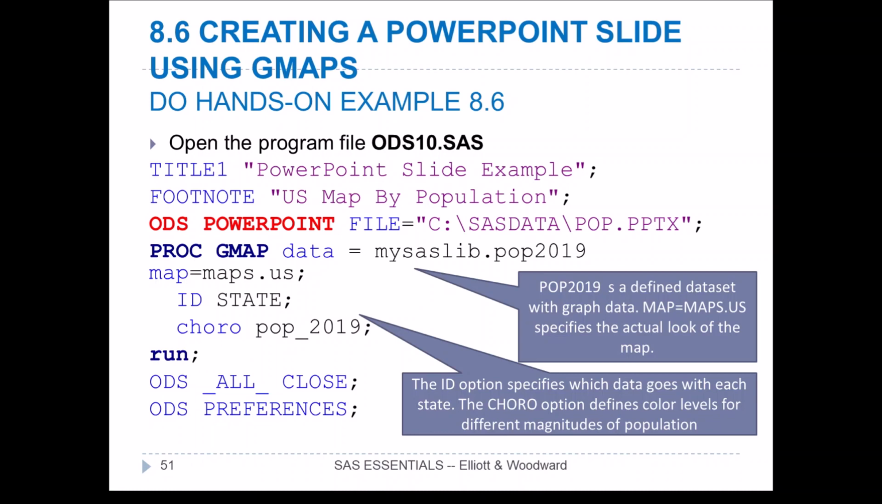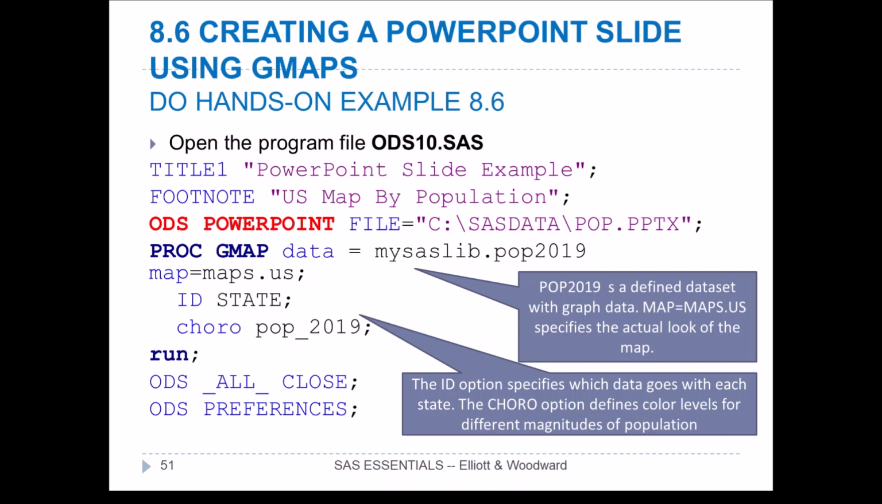Okay, let's look at section 8.6, creating a PowerPoint slide. In this case, we're going to be using GMAP to show you how to do it. This is hands-on example 8.6. So open up the program file ods10.sas. Now notice here, I'm opening ODS by saying ODS POWERPOINT and giving it a file name, pop.pptx. And then I'm going to do a PROC GMAP, and this is going to create a map of the United States according to some population information from 2019.